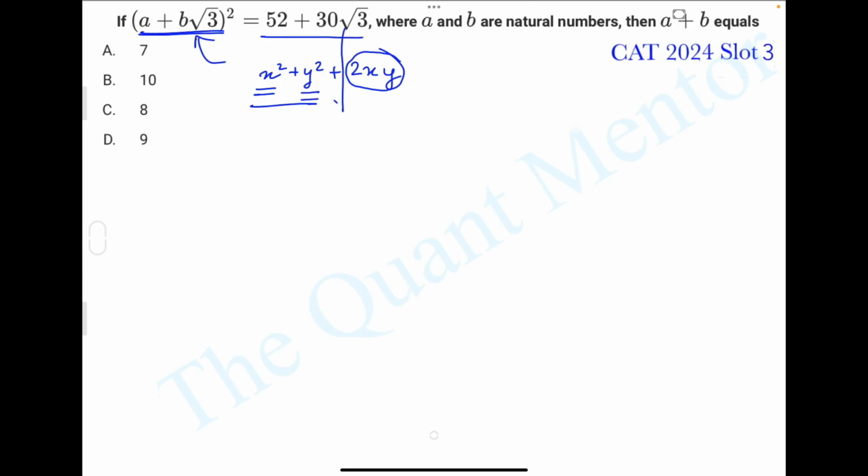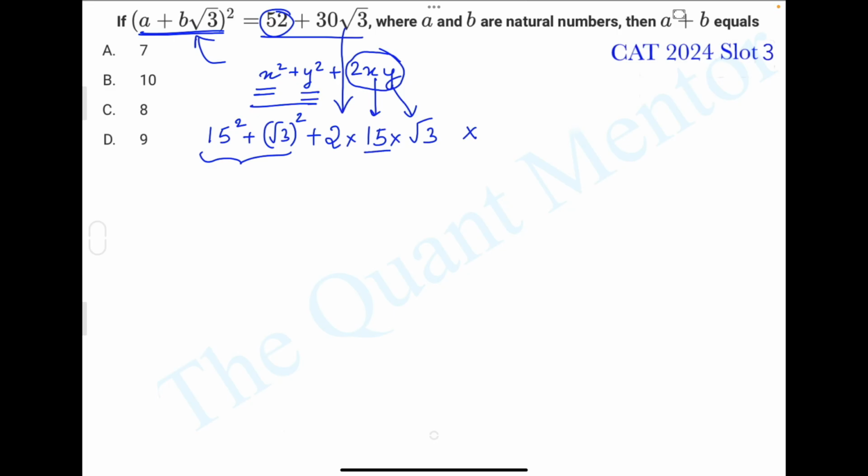So I will split 30 root 3 such that it gives me 2xy. 30 root 3 will be 2 into 15 into root 3. This is one way out. So 2xy could be 2 into 15 into root 3. Now if x is 15 and y is root 3, x square plus y square will be 15 square plus root 3 square. This sum is definitely more than 52. So this distribution of 2xy won't work out. We have to look for something else now.